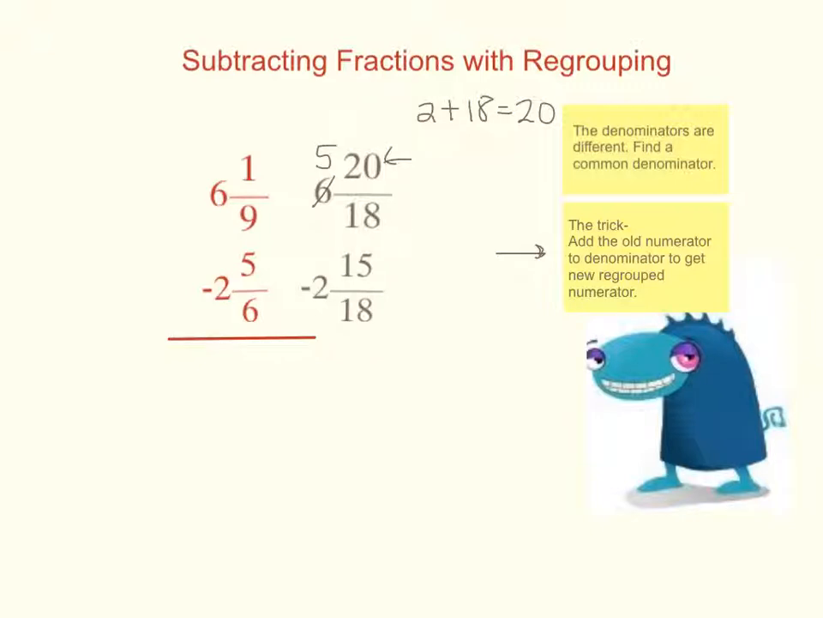So once the number on the top is bigger than the one on the bottom, you can go ahead and subtract, which we did before. We get 5/18, and then over here we get 3 and 5/18. All right, we're going to try it one more.